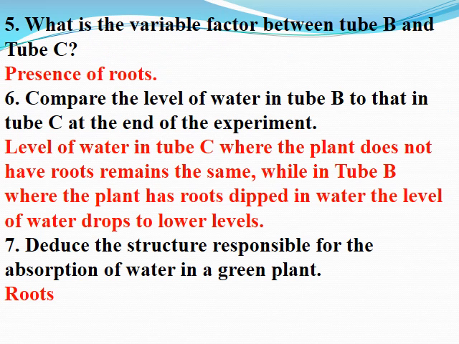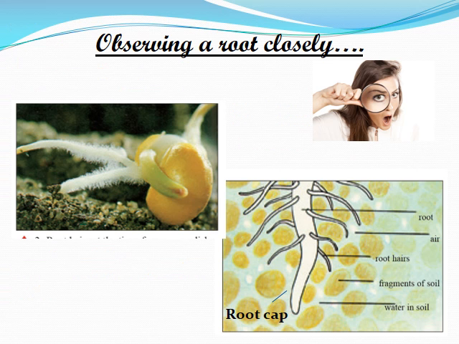The variable factor is the presence of the roots. Compare the level of water in tube B to that in tube C at the end of the experiment. The level of water in tube C, where the plant doesn't have roots, remains the same, while in tube B, where the plant has roots dipped in water, the level of water drops to a lower level. Deduce the structure responsible for the absorption of water: it is mainly the roots. Observing the roots closely, we have the root cap, which is this region, and these are the root hairs.